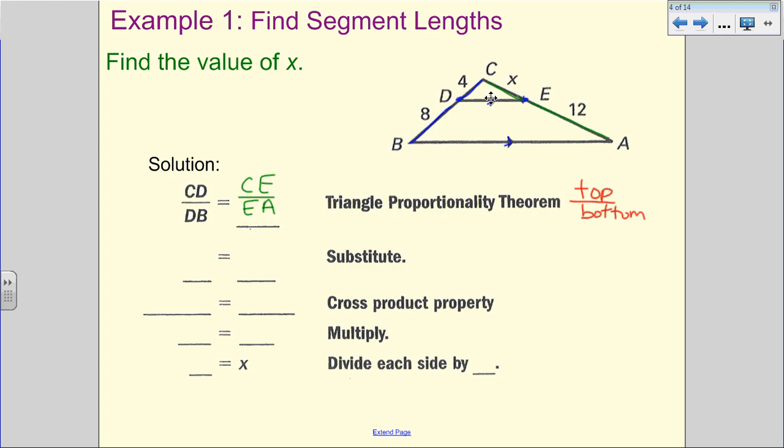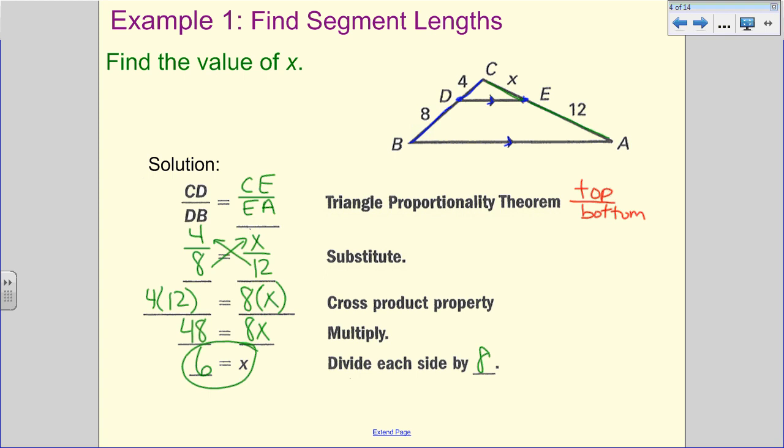So now we're going to substitute in the values that we have. So CD is 4, DB is 8, and that equals X over 12. We're going to use that cross product property, which means we're going to do 4 times 12 is equal to 8 times X. Do your multiplication, so we have 48 is equal to 8X, and then you divide each side by 8. So we get X is equal to 6.